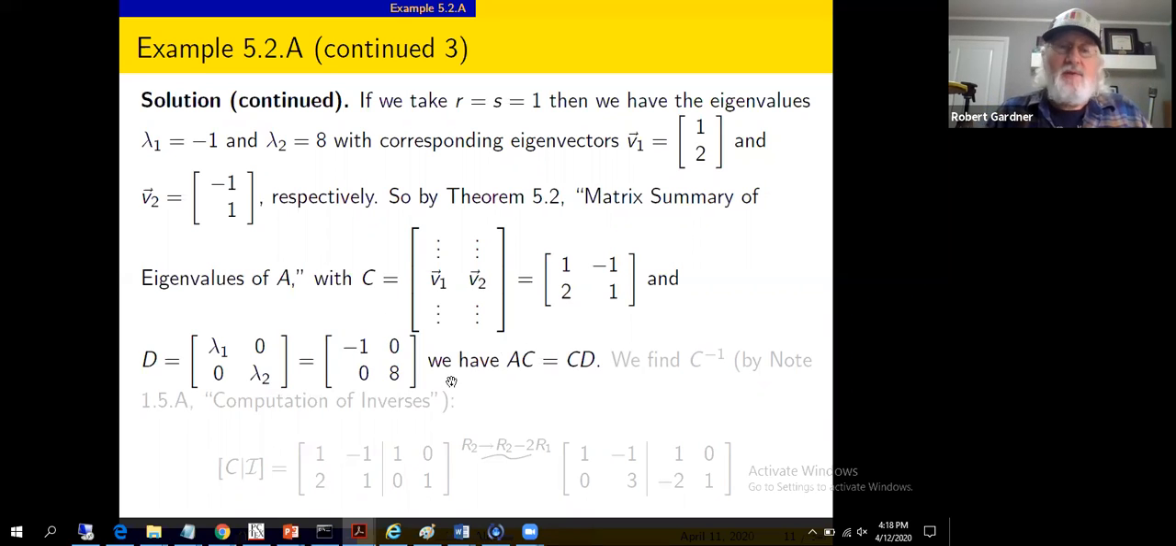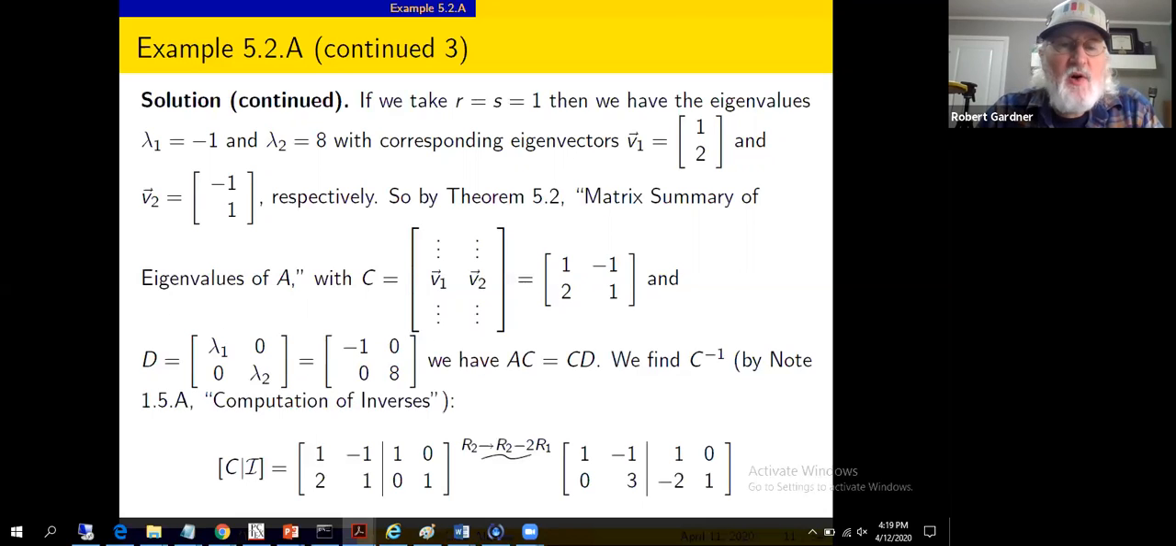So again, I can't say there's a unique solution to this. We can permute some things around, permute columns around, is what it amounts to. But anyhow, then there's the C and the D. We're guaranteed we'll have AC equals C times D. That's what Theorem 5.2 told us. All right, so to diagonalize, we still need C inverse, that is, to find C, D, and C inverse.